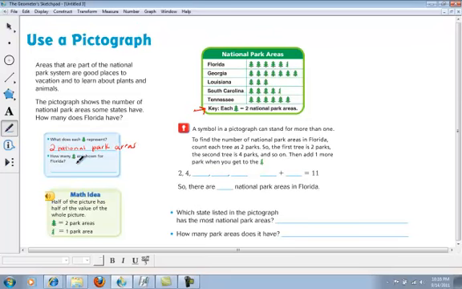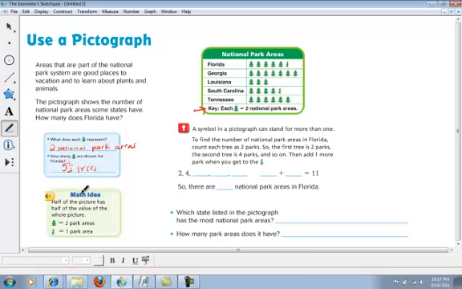How many trees are shown for Florida? Well, let's look up here. We have 1, 2, 3, 4, 5 whole trees and a half of a tree. So we have 5½ trees. That's interesting. I wonder what this half a tree would be.